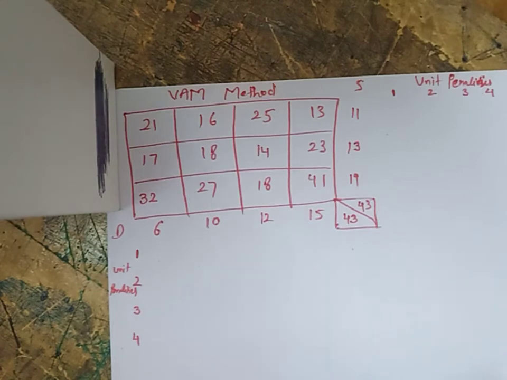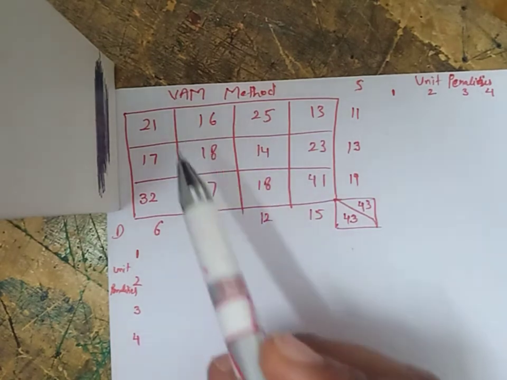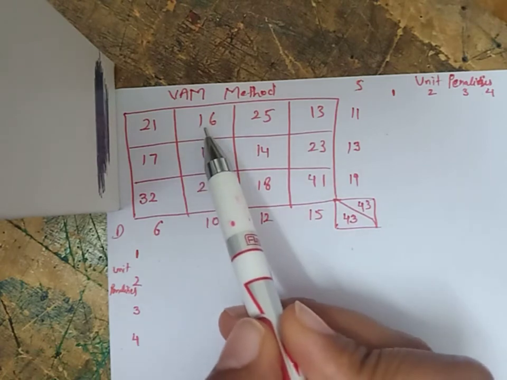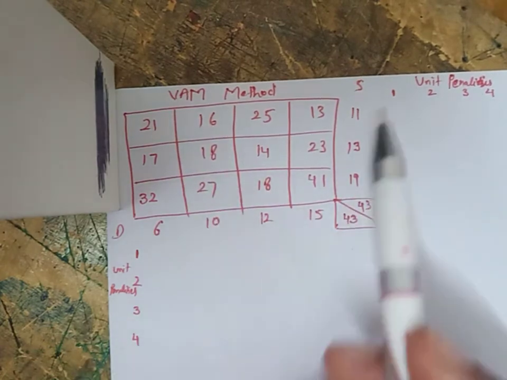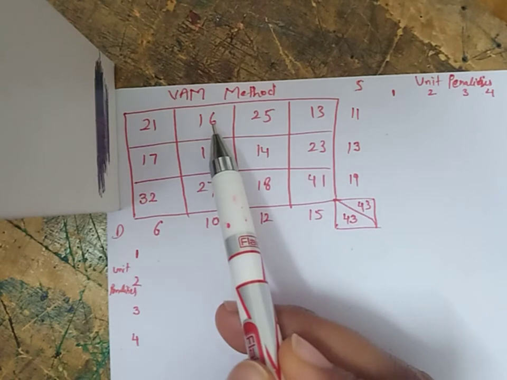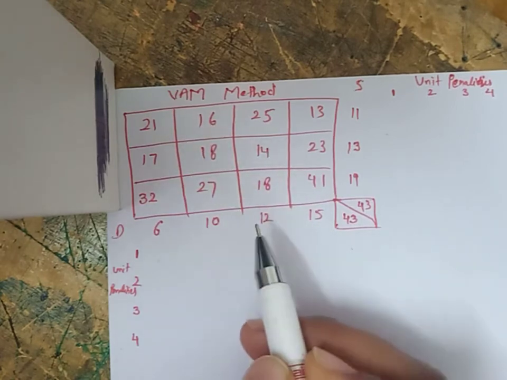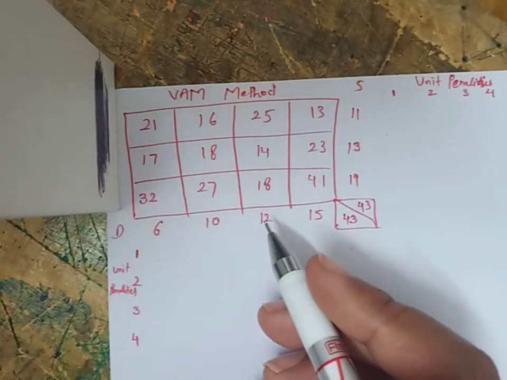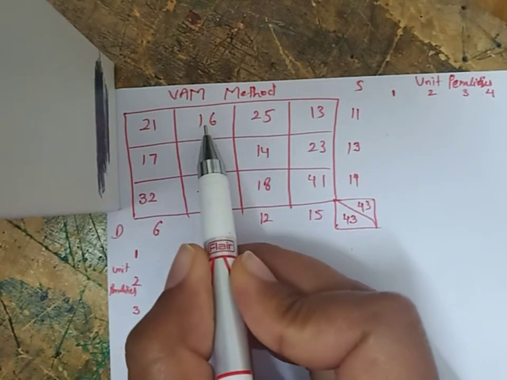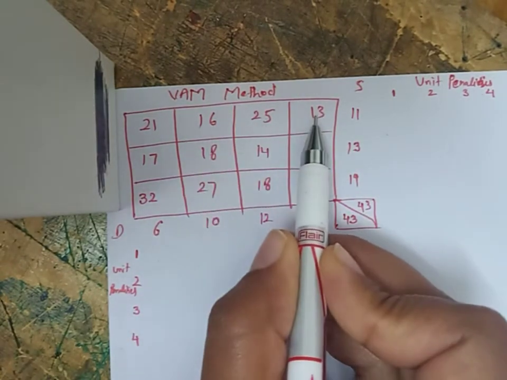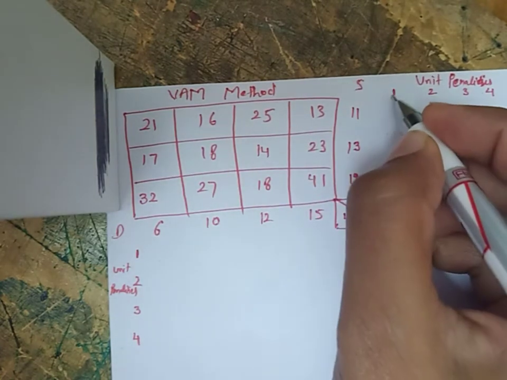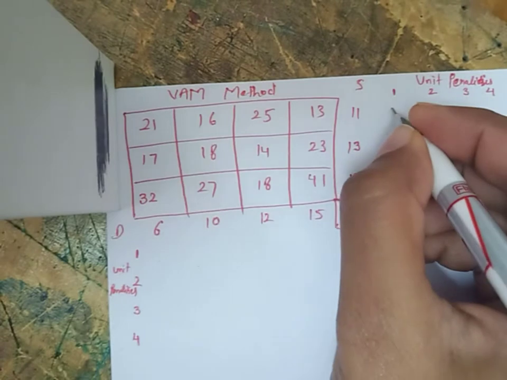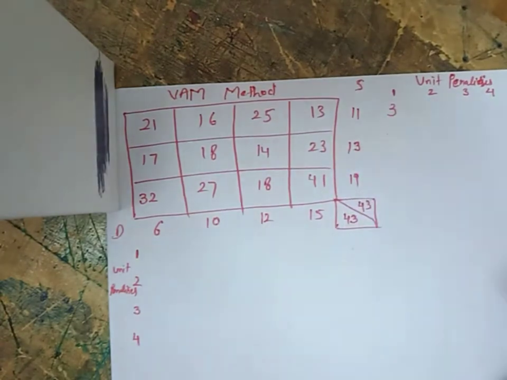It is the difference between two lowest costs. Two lowest cost means, let's check in the first row. What are the lowest cells? Two lowest cells, 13 and 16. The difference between both cells is known as unit penalty. That is 16 minus 13. Unit penalty 1 we are calculating, so 16 minus 13 is 3.